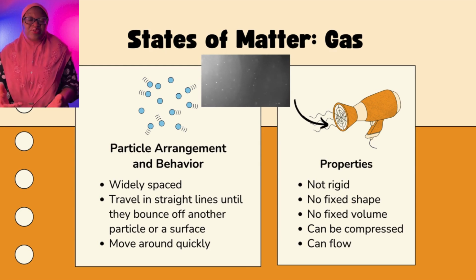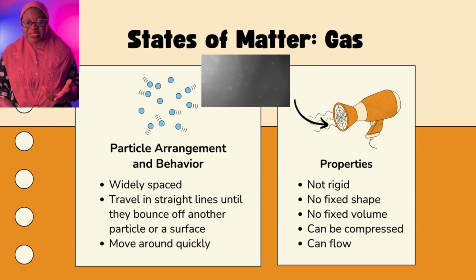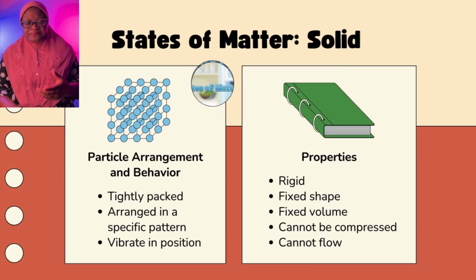They are able to move around quickly because they are not rigid, they are not held together strongly. They don't have a fixed shape, and they do not have a fixed volume as well. Gases can be compressed and they are able to flow just like liquids as well.